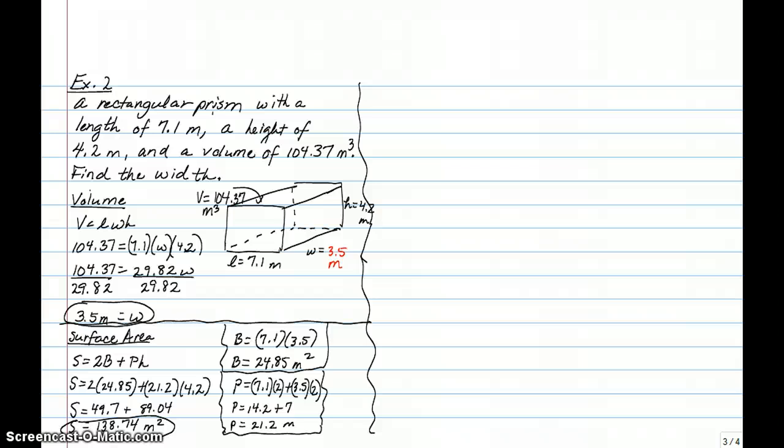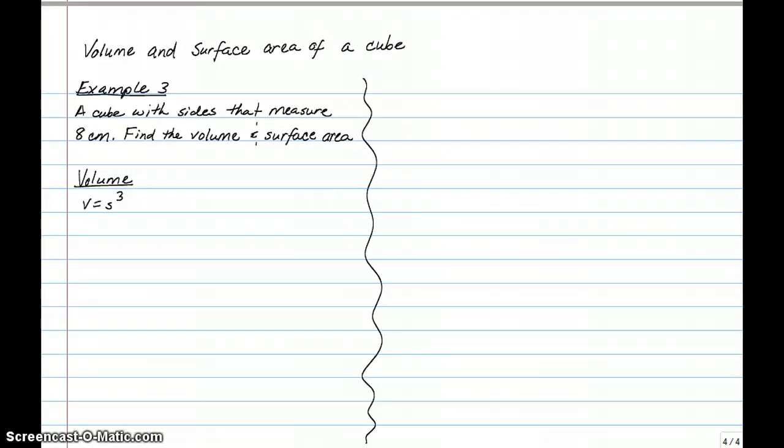Okay, now we're going to move on to just a little bit of cube work so that you can see. You can get it using the rectangular prism, V equals L times W times H, but I'd like you to know how to use the volume equals S cubed formula. Okay, example 3 is for finding volume and surface area of a cube. Please write a cube with sides that measure 8 centimeters. Find the volume and surface area. Go ahead and pause the video and then turn it back on when you're ready to continue.